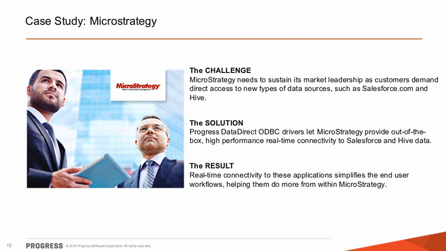Customers are finding their data is more and more fragmented, contained in more silos. It's not just in their on-premise databases, which is historically where most data has been contained, but it now lives in places like Salesforce.com or big data systems like Apache Hive, for example. And so the solution at MicroStrategy, after much evaluation, they chose Progress DataDirect.